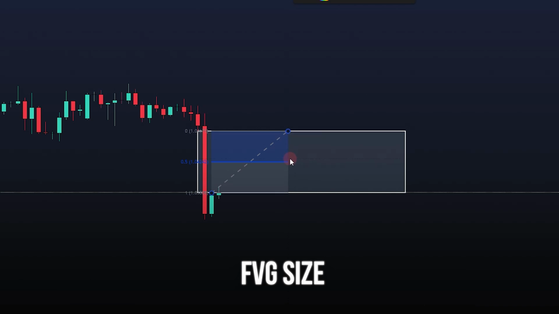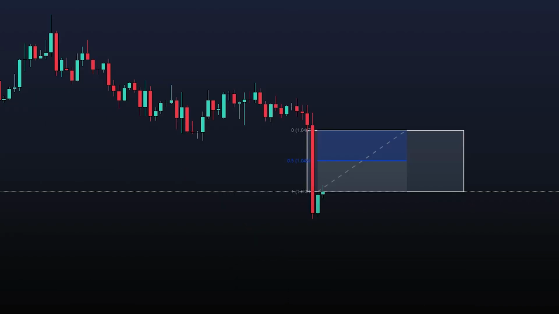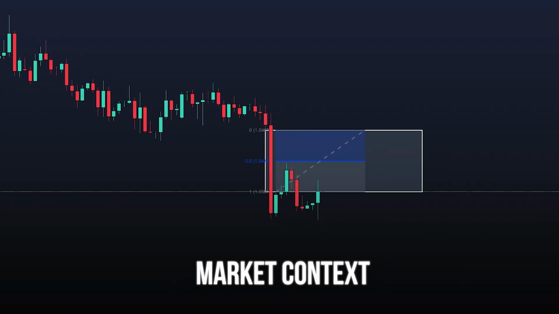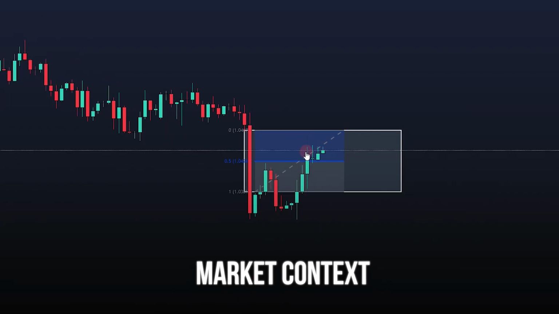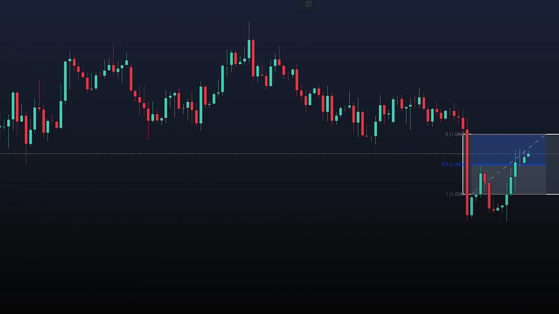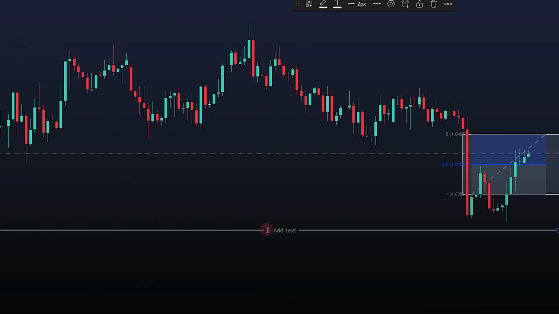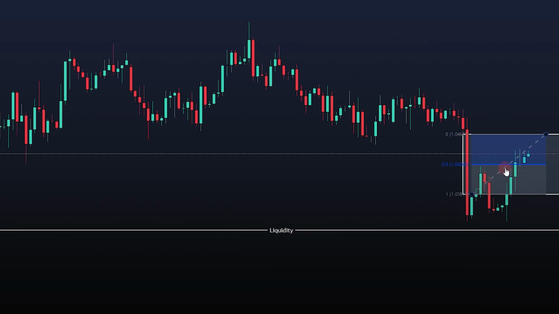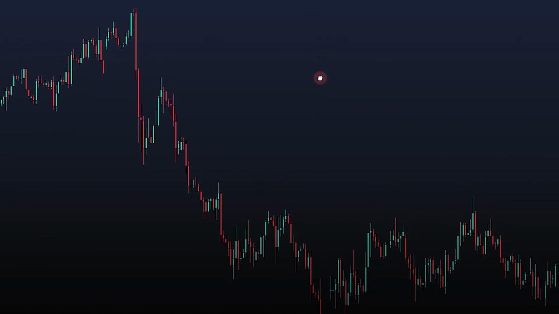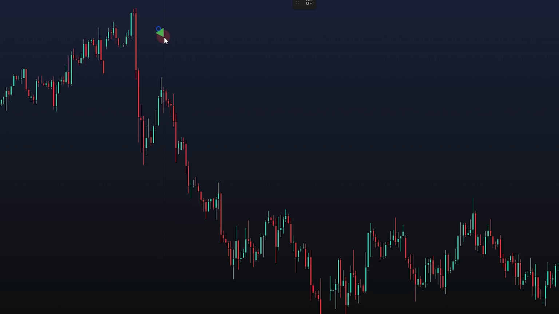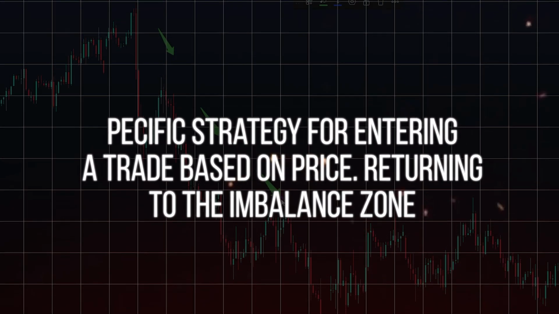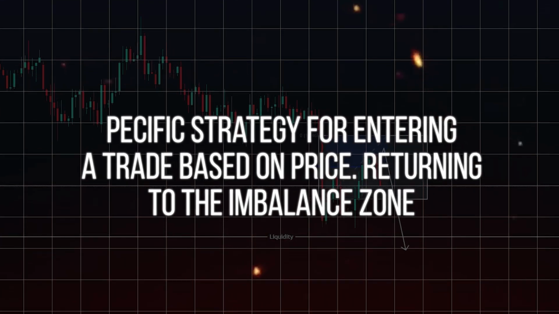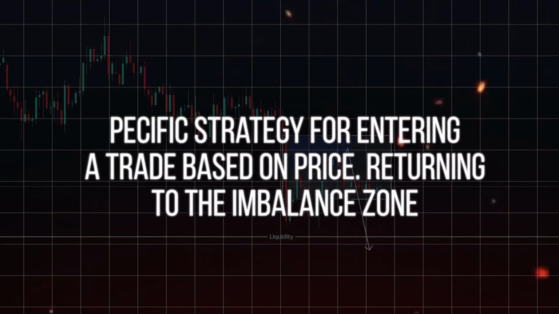FVG size. The bigger the gap is, the higher is the probability of price return to this area. Market context. Imbalances are effective if they are formed near liquidity levels, order blocks, or supply and demand zones. General trend. Imbalances more often work in the direction of the main trend, so it is important to take into account the market structure. Now that we know how to find imbalances, let's look at a specific strategy for entering a trade based on price returning to the imbalance zone.